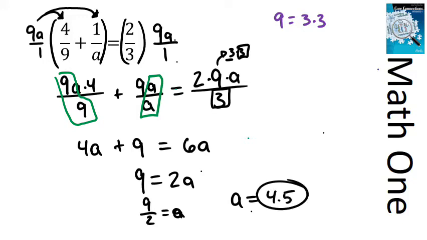Either one of these are fine for checking. If you were to look at 4 divided by 9 and add to that 1 divided by 4.5, and look at the decimal value you get out of that, you will see that that's exactly equivalent to the decimal you get when you take 2 and divide by 3.